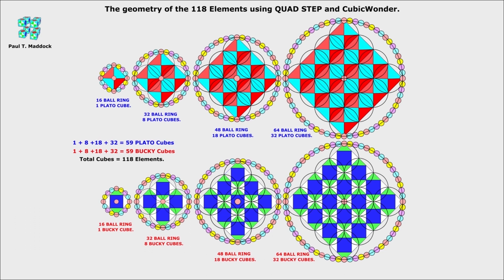This is the system. Anyways, in front, I'm showing you how the 118 elements can be produced by using CubicWonder and quad step ring system. I guess this has never been accomplished by the mathematicians, because they only want to concentrate on 2-dimensional equations. They want to avoid 3-dimensional work.